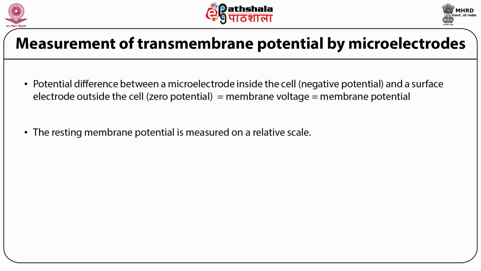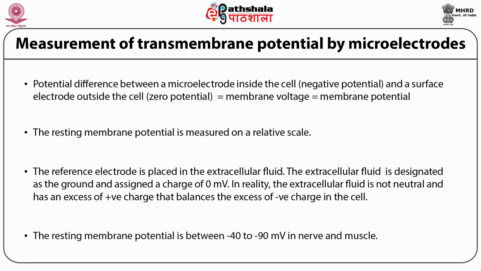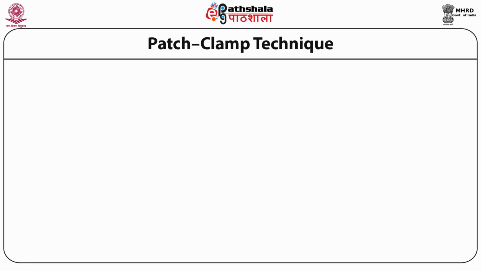The resting membrane potential is measured on a relative scale. The reference electrode is placed in the extracellular fluid. The extracellular fluid is designated as the ground and assigned a charge of 0 millivolts. In reality, the extracellular fluid is not neutral and has an excess of positive charge that balances the excess of negative charge in the cell. The resting membrane potential is between minus 40 to minus 90 millivolts in nerve and muscle cells.